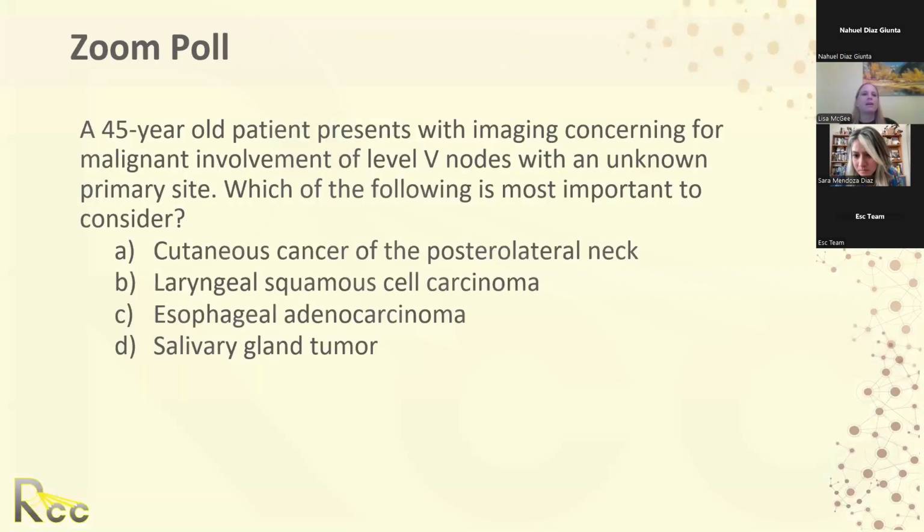Now we're going to come back to that first Zoom poll. For the first Zoom poll that I have, we have a 45-year-old patient who presents with imaging concerning for malignant involvement of level 5 nodes with an unknown primary site. What is the most important to consider? A, a cutaneous cancer of the posterior lateral neck, B, laryngeal squamous cell carcinoma, C, esophageal squamous cell or adenocarcinoma, or D, a salivary gland tumor.